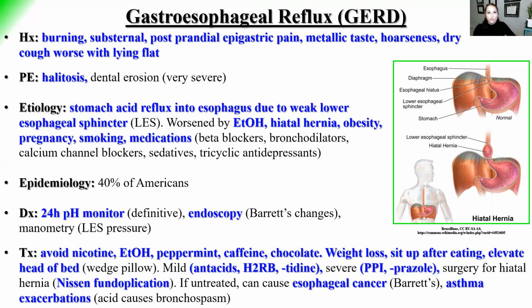If it's mild, you can treat it with antacids, H2 receptor blockers. Remember, we take those when it's time to dine. If it's severe, you can take a proton pump inhibitor. Remember, those end in prozole, like omeprazole. If it's the hiatal hernia that's causing the problem, that can be surgically corrected, something called a Nissen fundoplication. If we leave this untreated, it can lead to esophageal cancer because of the Barretts. It can also cause asthma exacerbations in patients who have pre-existing asthma, because the acid can cause a bronchospasm. So very common, make sure you know this one.